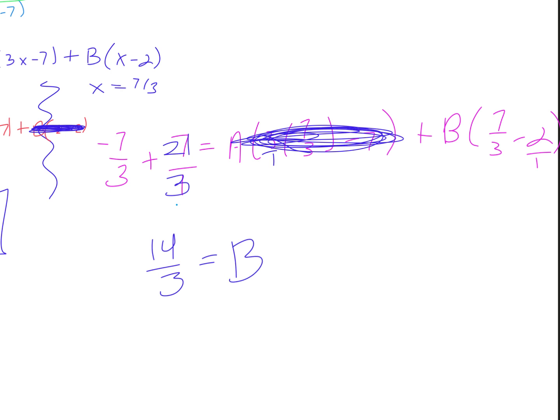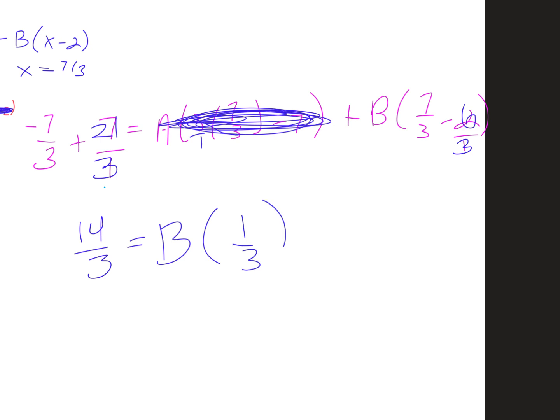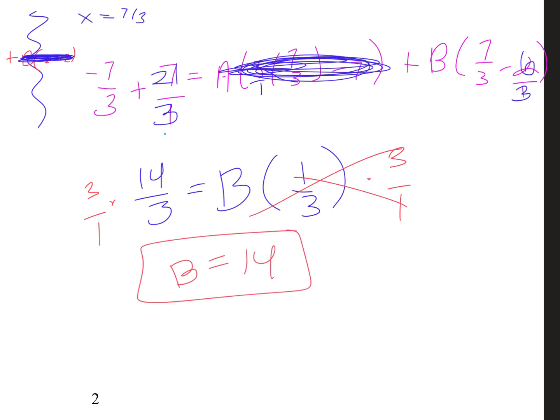So then you have B times, common denominator again, between 3 and 1. 3. So if I multiply the bottom by 3, multiply the top. What's 2 times 3? 6. What's 7 minus 6? 1/3. Okay. So now we're solving for B. If I'm going to solve, I need to divide both sides by 1/3, right? So the same as multiplying by 3 over 1. You guys agree? Okay, so I can multiply here by 3 over 1, multiply here by 3 over 1. So what is your B term? 14.